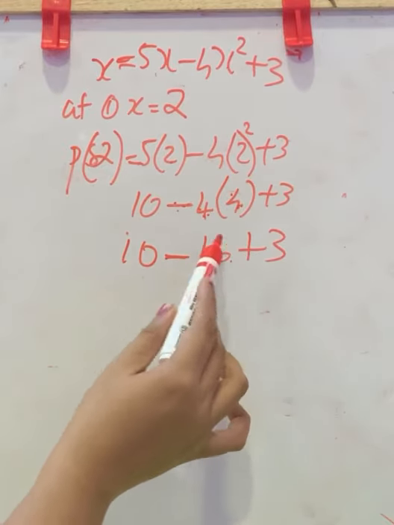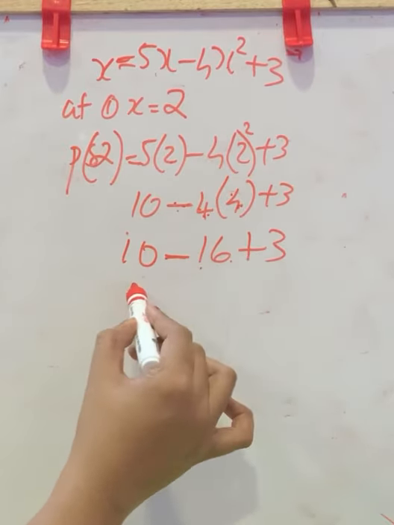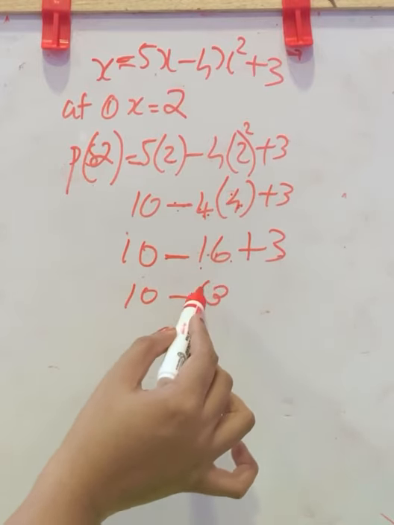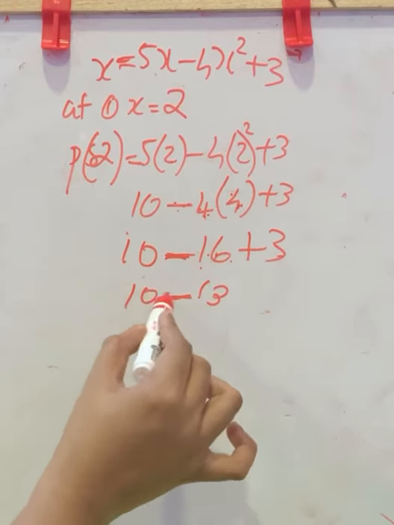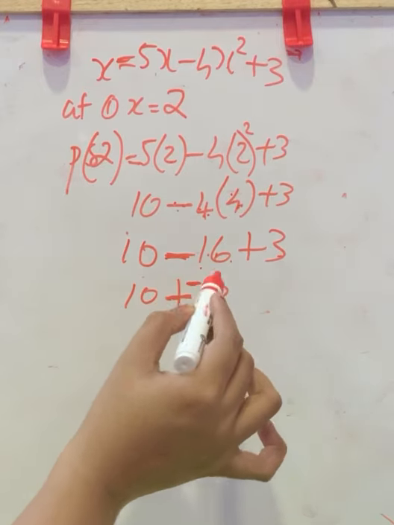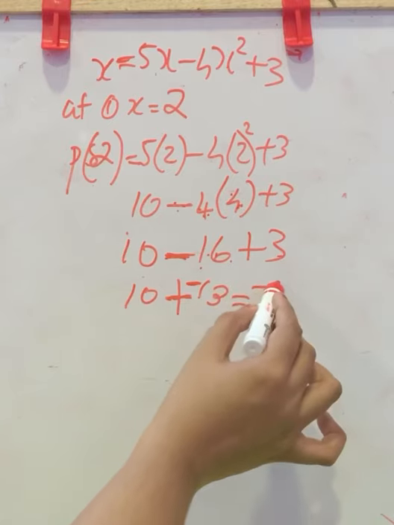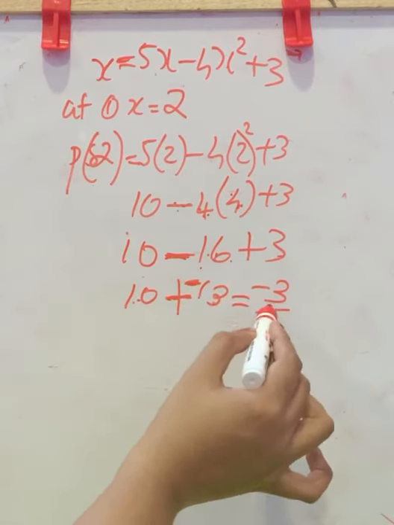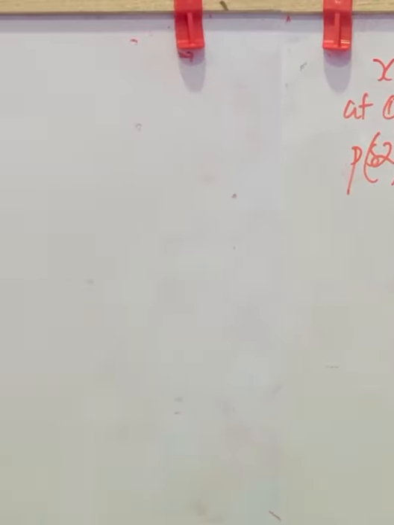Now we will do the addition first. Minus 16 plus 3 is minus 13. That is smaller number subtracted from bigger and put bigger number sign. Now 10 minus 13. Now this becomes addition and changes the sign here. So it is minus 3. Smaller number subtracted from 13 and put sign of negative 13. That is negative 3.